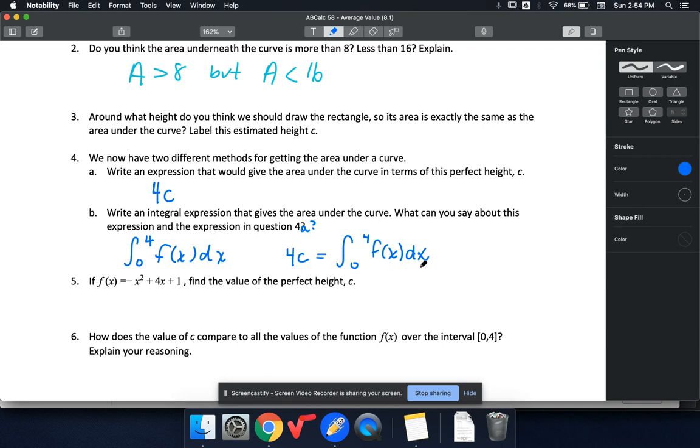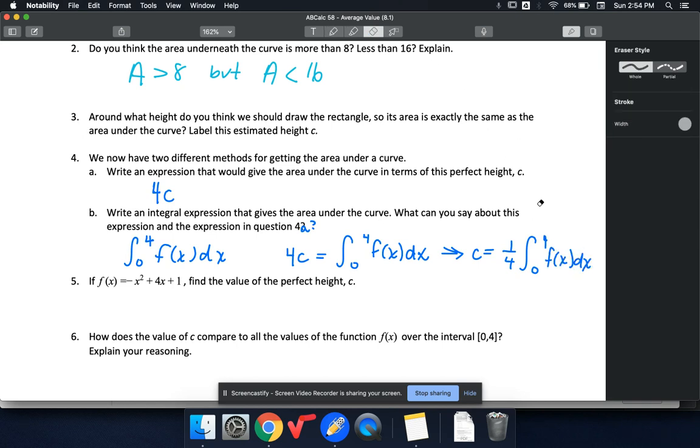If I rearrange this, then c is 1 over 4 times the integral from 0 to 4 of f of x dx. So this is how I can find c, and this is also what we're going to call later the average value of the function. So let's do it.